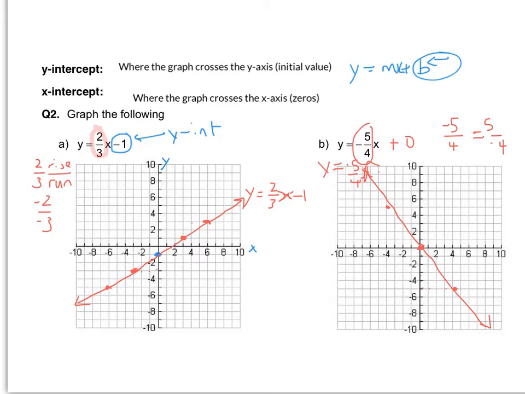Now, what I was going to mention here is when you have a line that does not go through the origin, just as a quick recap on that one, it's called partial variation. Something we talk about in grade 9, and then the ones that do go through the origin are called direct variation. So just keep that in mind. Direct variation through the origin, partial when it doesn't.